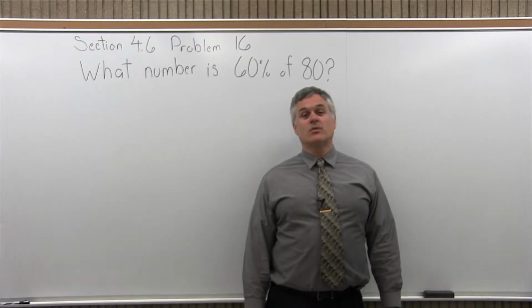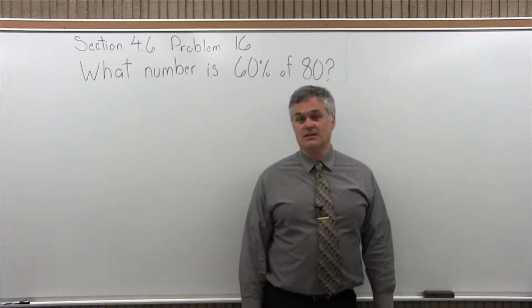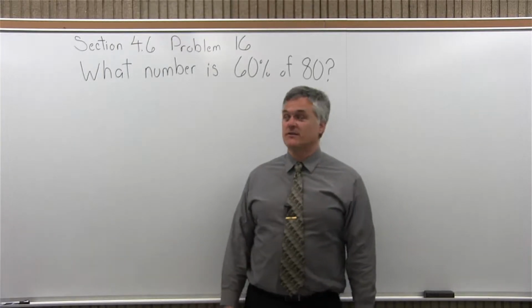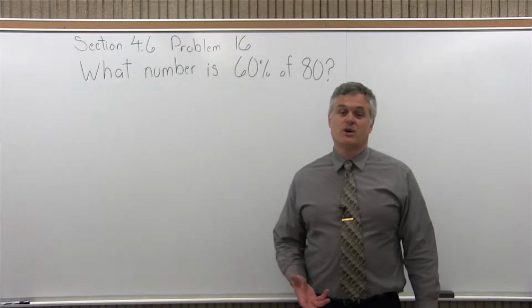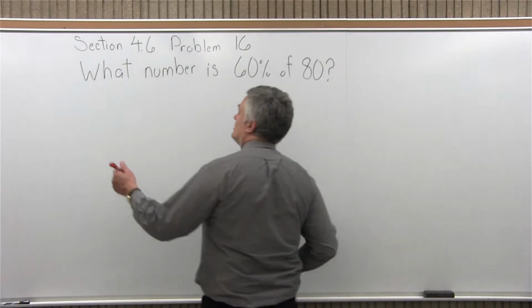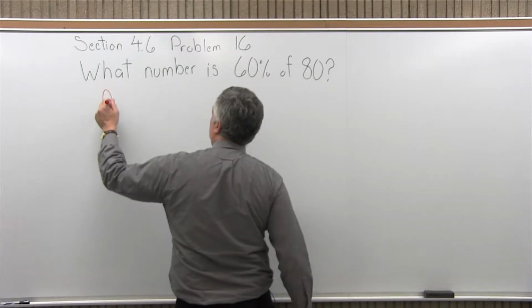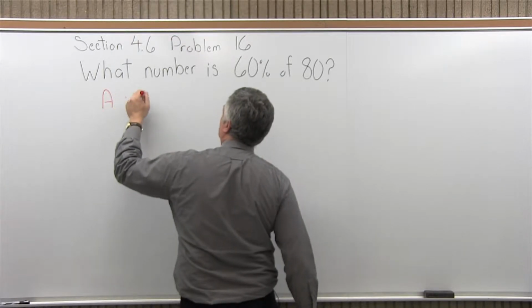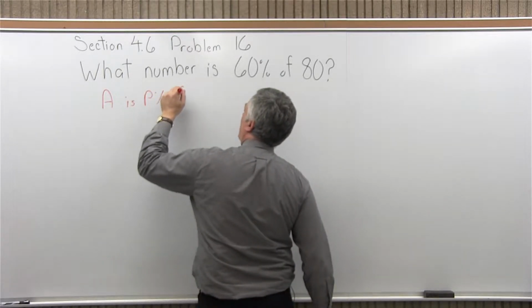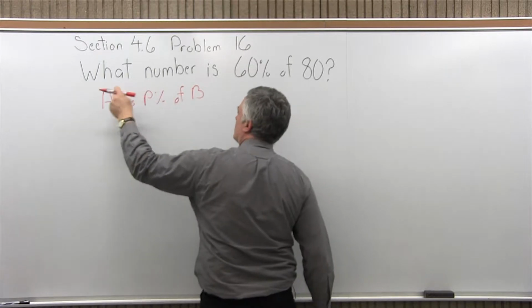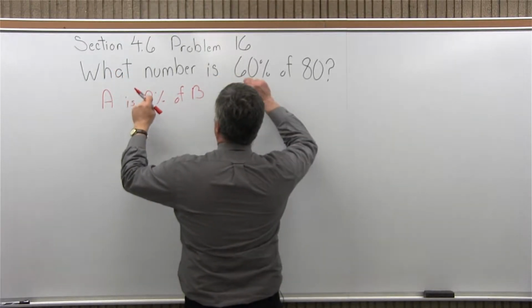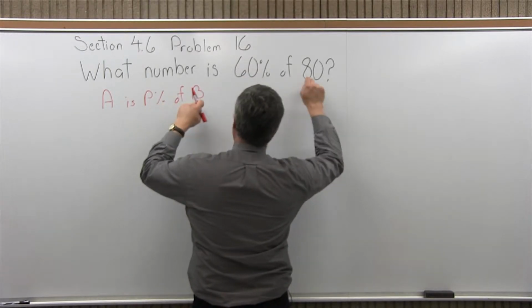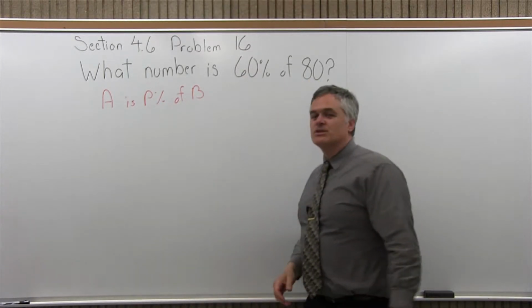This is Section 4.6, Problem 16. It says, what number is 60% of 80? So to do this, we're going to set it up as a proportion and solve our proportion. To use that proportion method, the question should be in the form A is P% of B. That's really what we have. A, what number, that's the unknown, is 60% of something else, in this case 80. So it's in the right form.